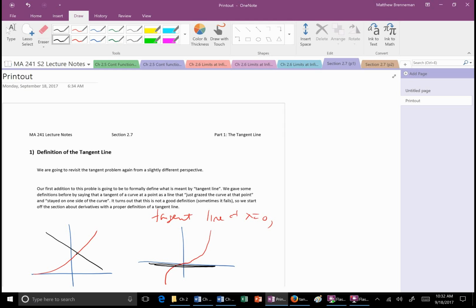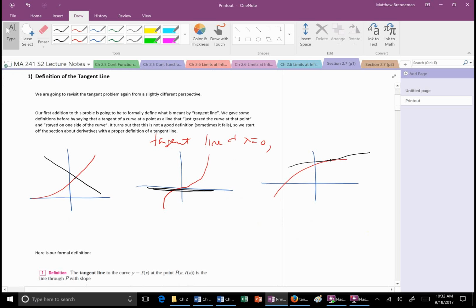The reason is we don't deal with functions like this very much. We tend to deal with functions that look a lot more like this. We deal with these nice functions, and then we say, okay, we're at a point, and there's the tangent line. We don't generally deal with that. But we want to understand why these two are okay tangent lines, and this one isn't. That's what we want to figure out.